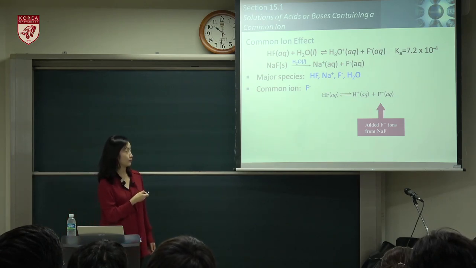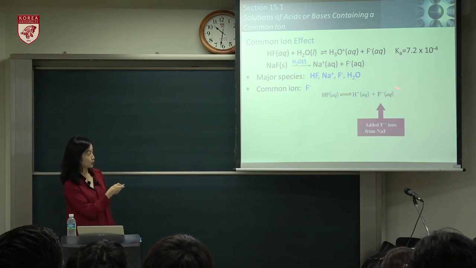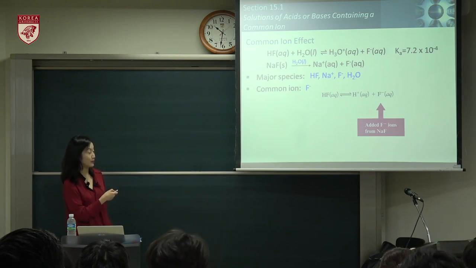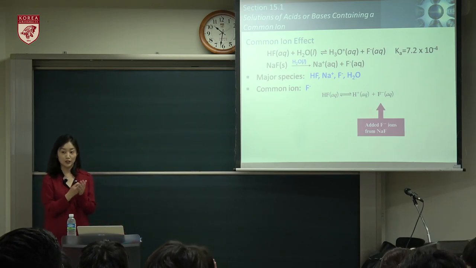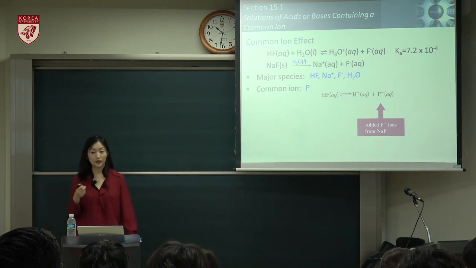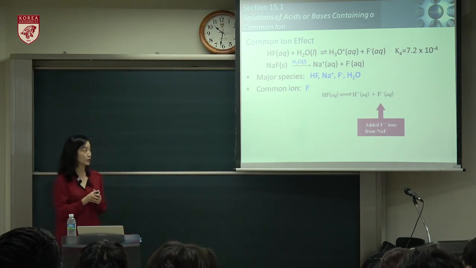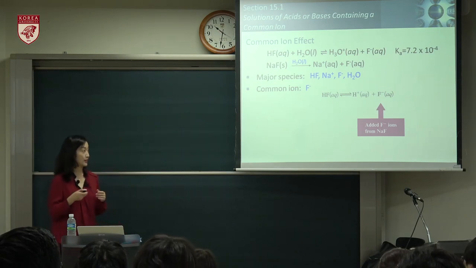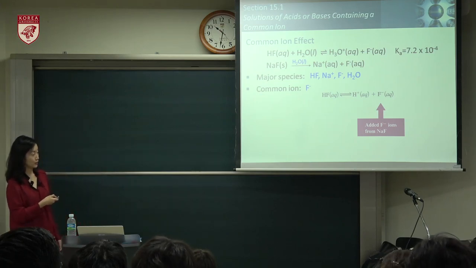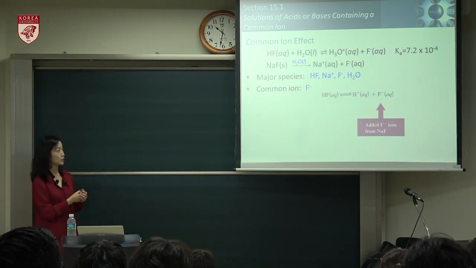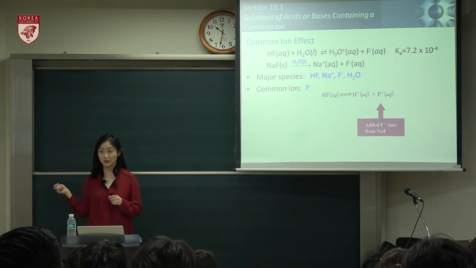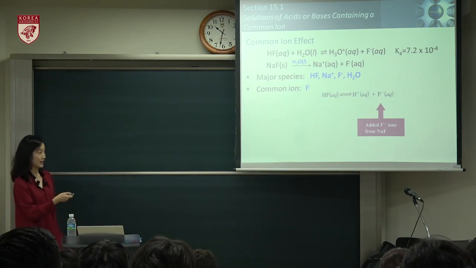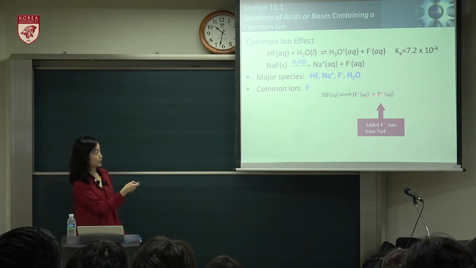If we add F- to our solution that contains a weak acid, we know what will happen because of Le Chatelier's principle. Le Chatelier's principle states that when a stress is added to a system at equilibrium, the system will shift in the direction that relieves that stress, right? So when we add F- to the solution, what will happen? Will the equilibrium position shift to the right, to the left, or stay the same? It will shift to the left, right? Because we are adding F-, so it will shift to the left.